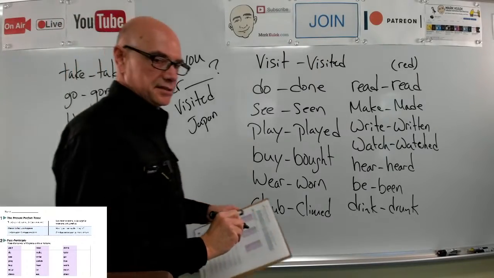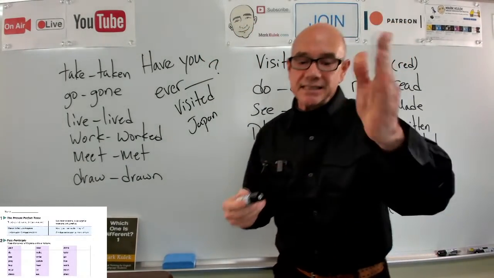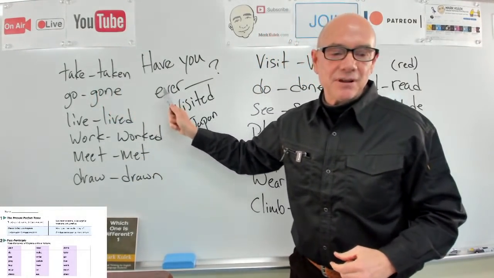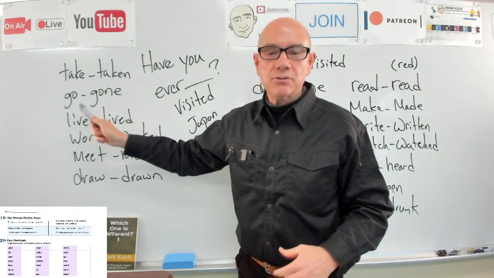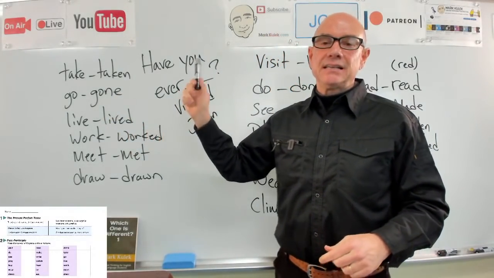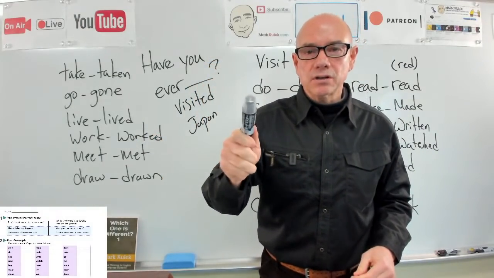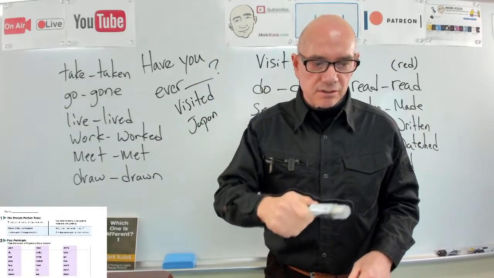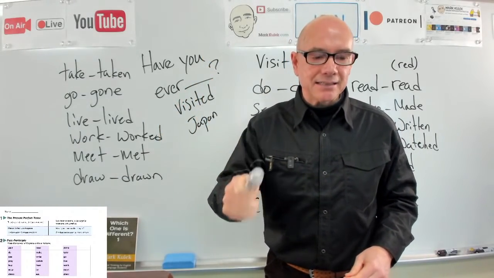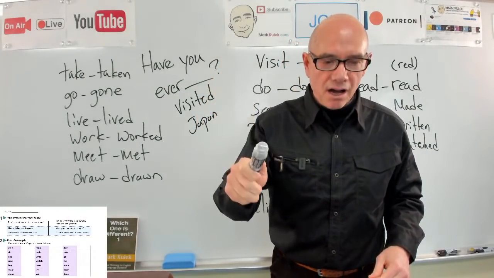Okay, these are our today's verbs. So let's just go over pronunciation real quick, okay? Here we go. Take, taken. Have you ever taken? Go, gone. Have you ever gone? Live, lived. Have you ever lived? Work, worked. Have you ever worked? Meet, met. Have you ever met? Draw, drawn. Have you ever drawn?